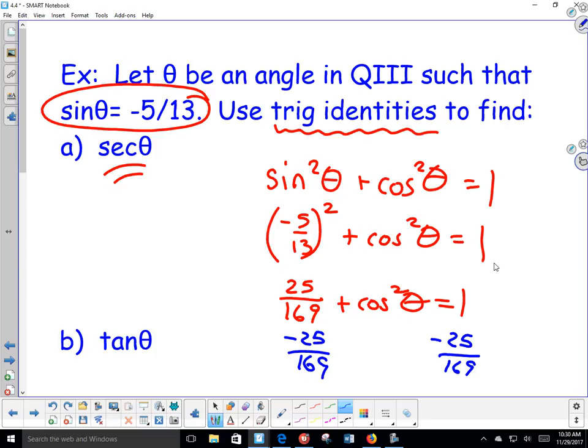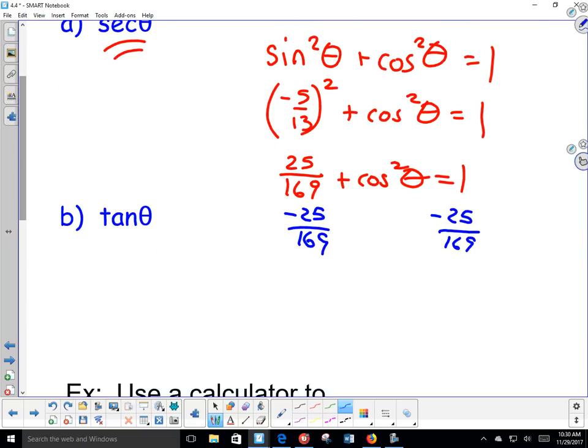Yeah. But I'm subtracting that from both sides, so I end up getting cosine squared theta equaling 1, which is really 169 over 169, minus 25 over 169. What does that leave me with? 144 over 169. Does this look okay?